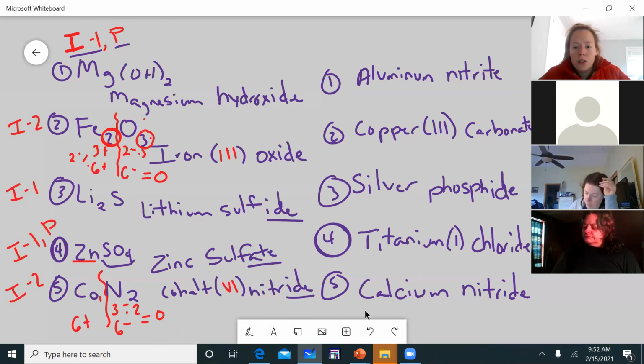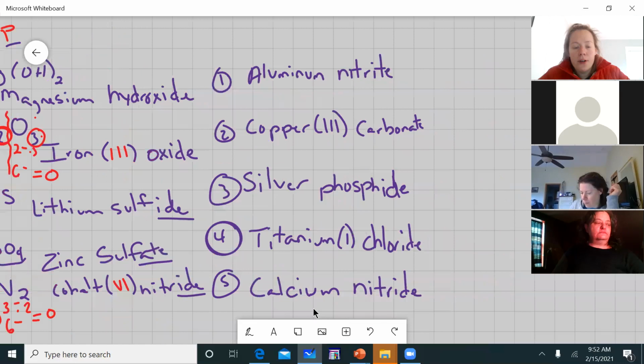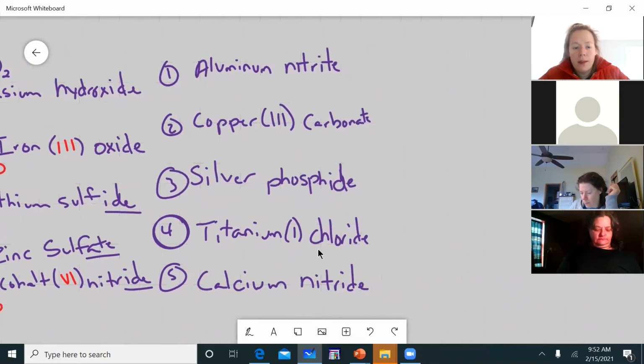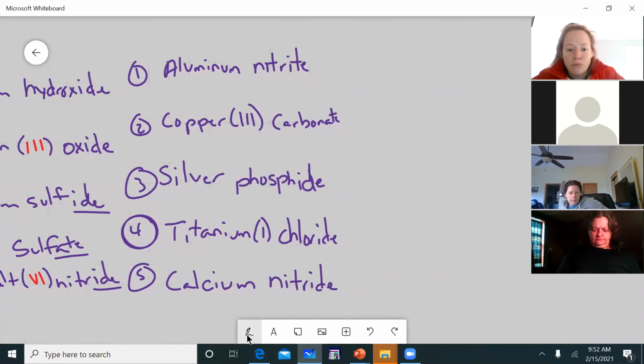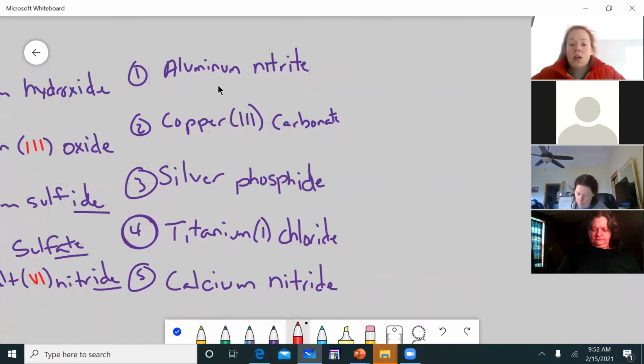Okay, so let's go the other direction. I find this way easier. So aluminum nitrite. So you can also give yourself notes here. This is ionic. It's type 1. And nitrite, when I see ITE, that's a polyatomic. So I'm going to put a little P next to it.